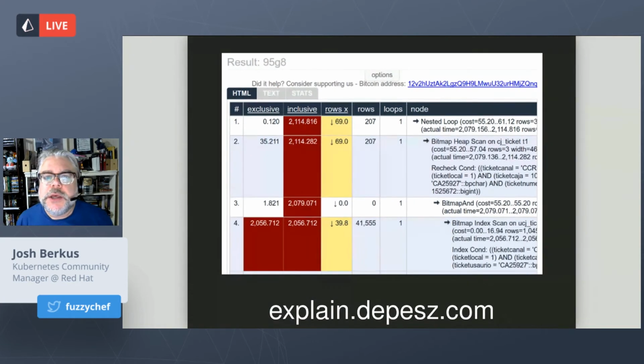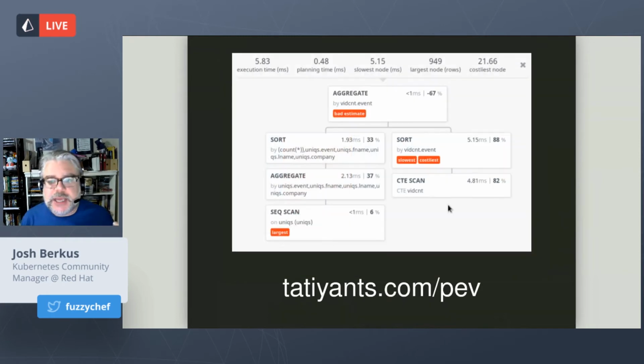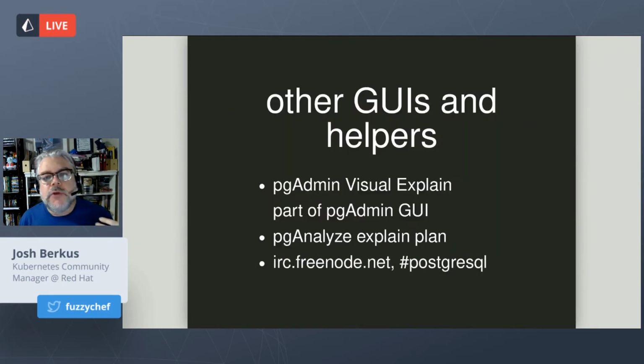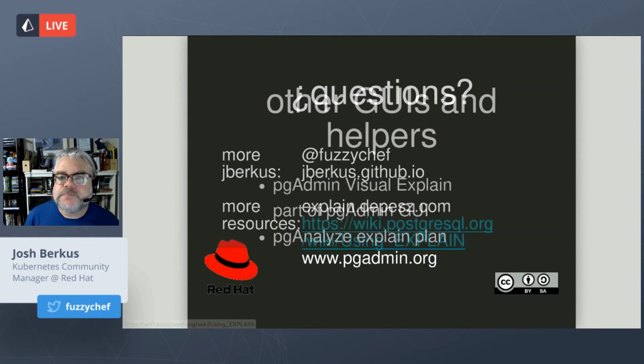To finish up here, like I said, I do encourage you to use the graphical tools. They will make life easier for you. Here's explain depesz again. Here's PEV again. There are some other tools. These are desktop tools, pgAdmin, pganalyze. And if you're willing to use IRC, the folks on the Postgres channel on Freenode get bad queries all the time and will help you troubleshoot them if you are patient.